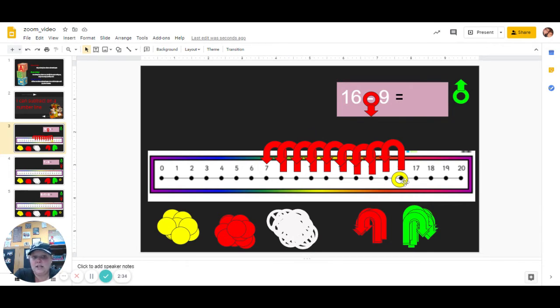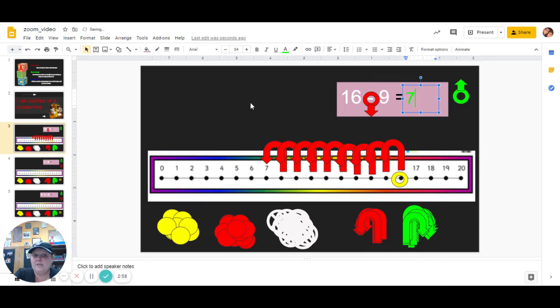Okay, so I started here at 16. Yep, that's correct. I'm going to check these. Do I have 9 backwards hops? Counting with me. 1, 2, 3, 4, 5, 6, 7, 8, 9. Yes, I have 9 backwards hops. That leaves my number right here stopping at the 7. So 16 minus 9 is the same as 7.